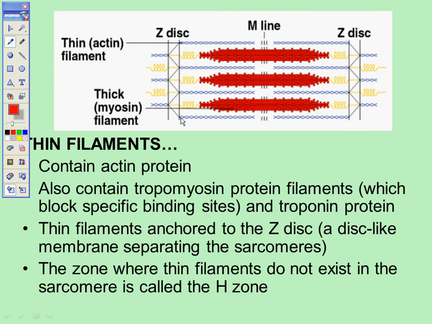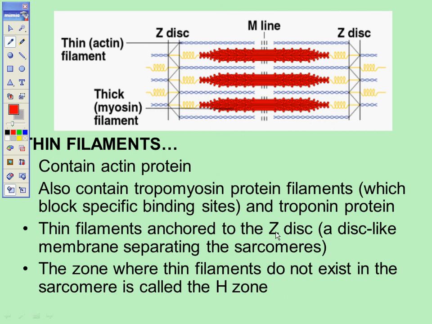Thin filaments are going to contain actin protein. They're also going to contain tropomyosin protein filaments and a troponin protein. The tropomyosin protein filaments are actually going to act as a receptor site blocker so that when these myosin heads are not engaging, those receptor sites are going to be blocked. Once a myosin head reaches out to grab onto one of these actin filaments, then that tropomyosin protein is removed and a connection can be made there. Of course, these thin filaments are anchored to the Z disc, which is the end of the sarcomere. Remember, this is what separates sarcomeres.